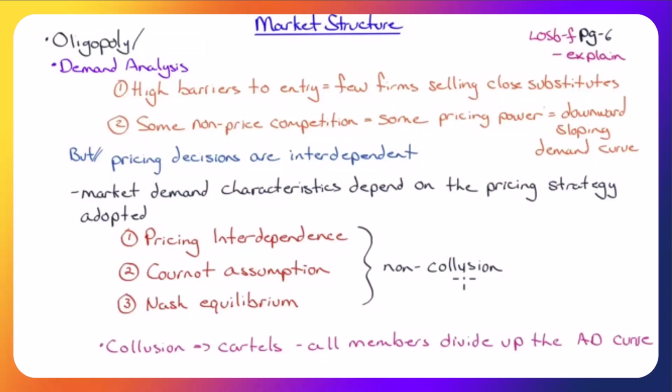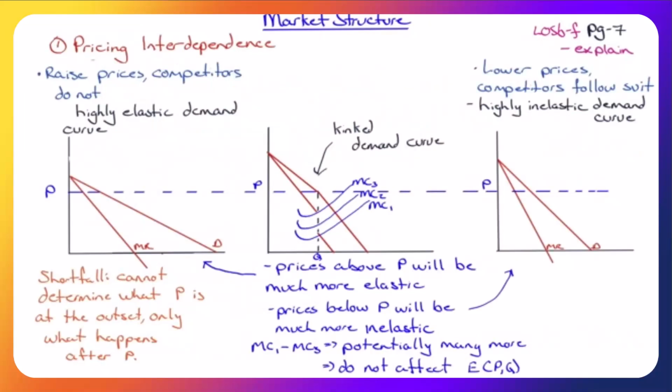If we have an oligopoly where the firms are colluding, where there is collusion, we refer to that as a cartel, and all members simply divide up the aggregate demand curve, and the aggregate demand curve remains the same, and every firm just takes a little piece of it. But we're going to assume that there's no collusion here, so let's have a look at pricing interdependence. All right, this sort of looks confusing, right? But it really isn't. We're going to look at 2 decisions of a firm. One is to raise price, one is to lower price, and we're going to see what happens, and then we're going to combine them.